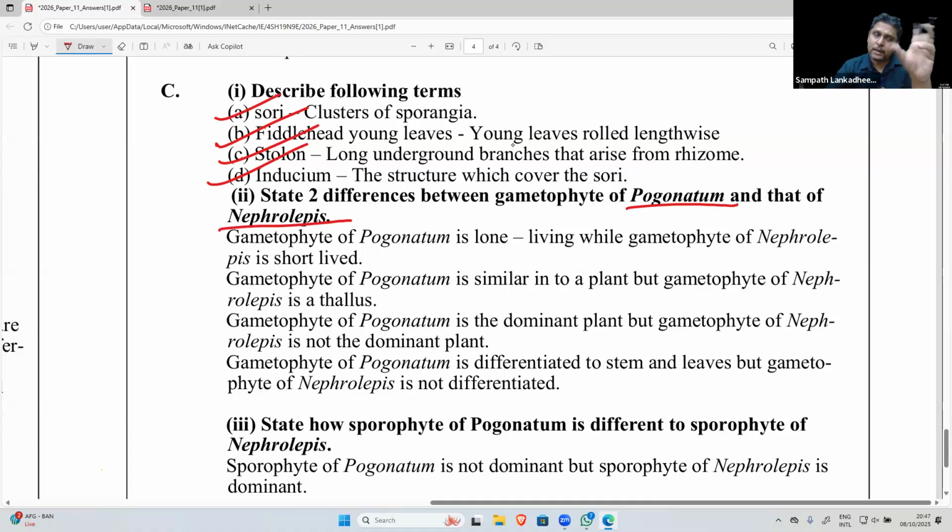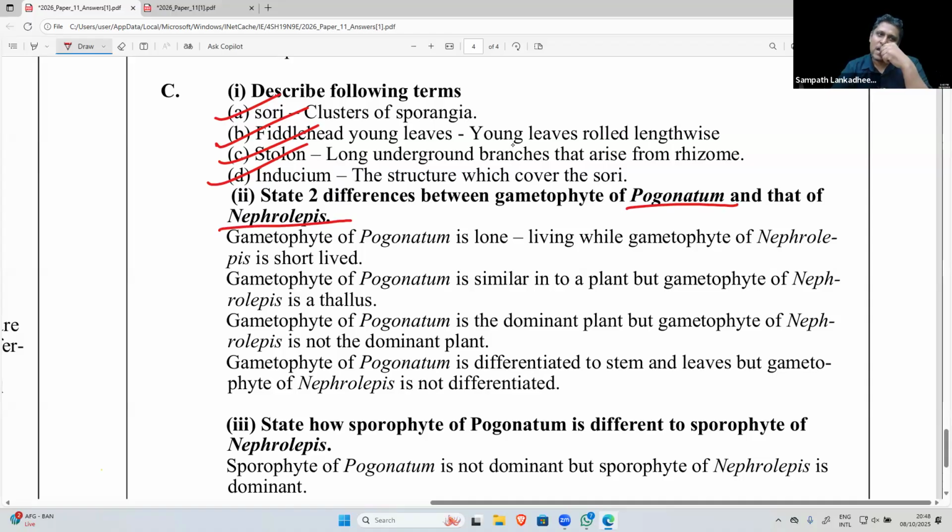Gametophyte of Pogonatum and that of Nephrolepis. The Pogonatum gametophyte has a stem, rhizoids and leaves. Nephrolepis is heart-shaped. The Pogonatum gametophyte is dioecious. Nephrolepis is monoecious.